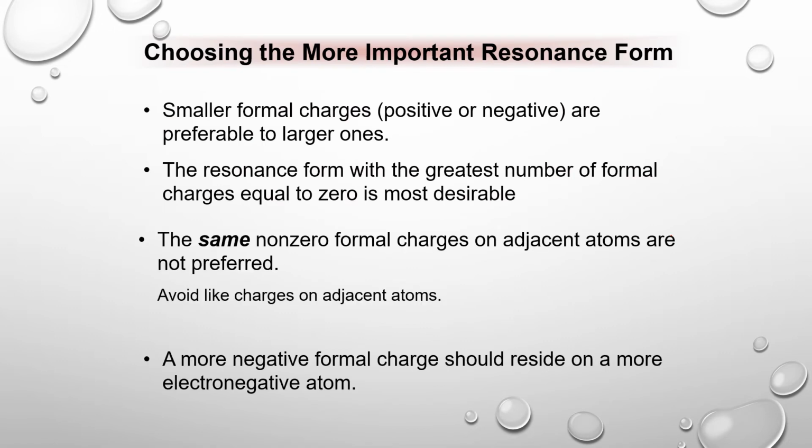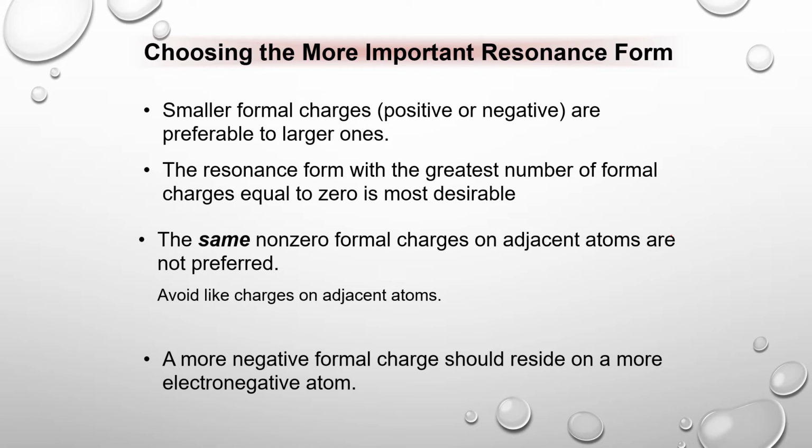Okay, so figuring out which is the most important resonance form is pretty simple. When you have looked at all of your different molecules and you have assigned them formal charges, the key thing that we want to have is that smaller formal charges, positive or negative, are preferable to larger ones. The resonance form that contains the greatest number of formal charges equal to 0 will be the most desirable. The same non-zero formal charges on adjacent atoms is not preferred, meaning that it's not good to have 2 sets of negative charges or 2 positives. You don't want to have the charge distribution being the same.